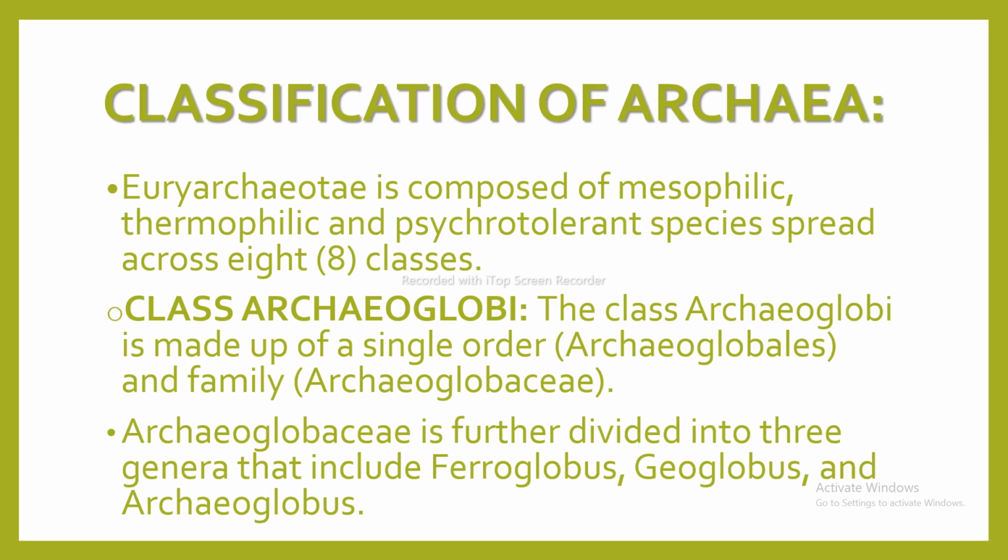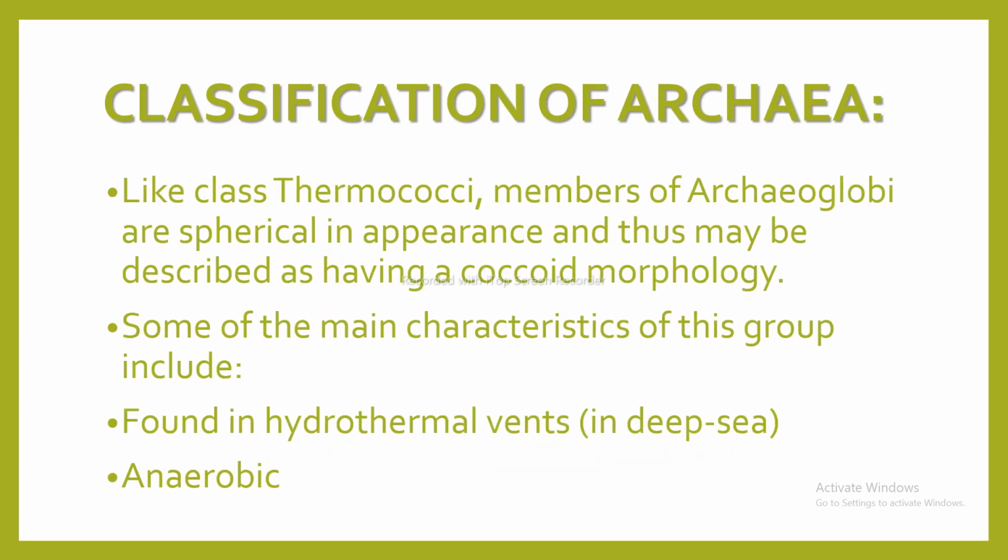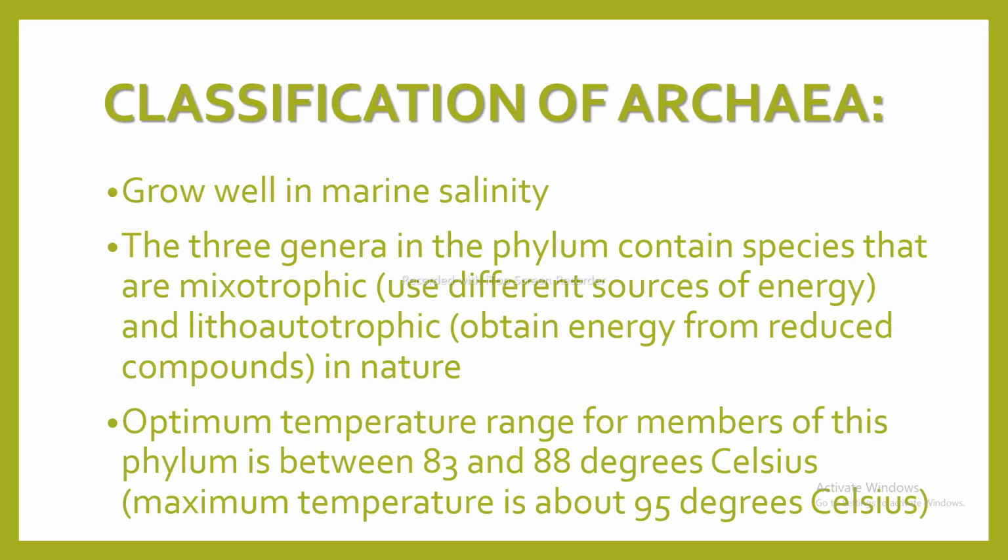Archaeoglobaceae is further divided into the 3 genera that include Phaeroglobis, Geoglobis and Archaeoglobis. Like class Thermococci, the members of Archaeoglobi are spherical in appearance and thus may be described as having a coccoid morphology. Some of the main characteristics of this group include being found in hydrothermal vents in the deep sea, anaerobic, and growing well in marine salinity. The 3 genera in the phylum contain species that are mixotrophic, using different sources of energy, and lithoautotrophic, obtaining energy from reduced compounds in nature. The optimum temperature range for the members of this phylum is between 83 and 88 degrees Celsius. Maximum temperature is about 95 degrees Celsius.